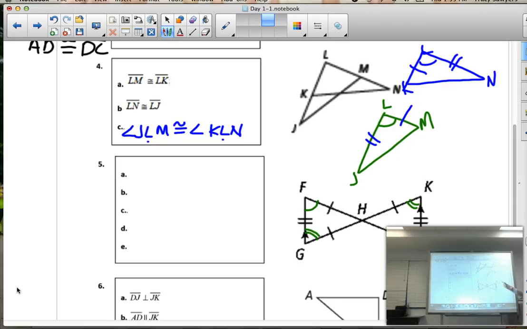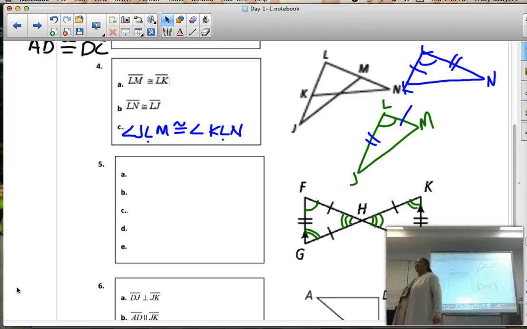All right, what else can I add to this diagram? You all right, Ziamar? Angle KHJ is congruent to FHG. Okay. All right, now let's write it up.